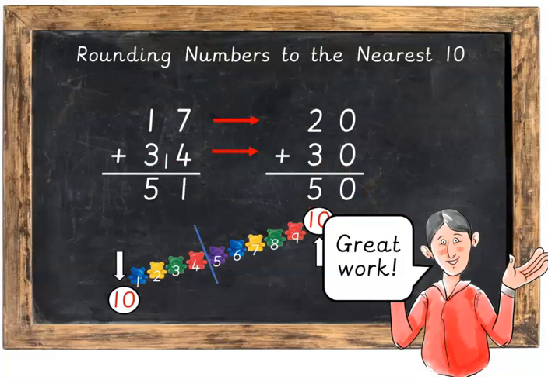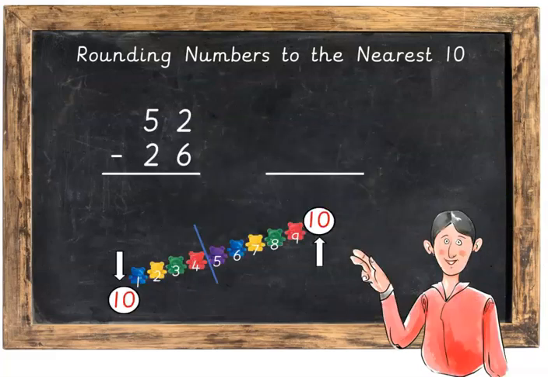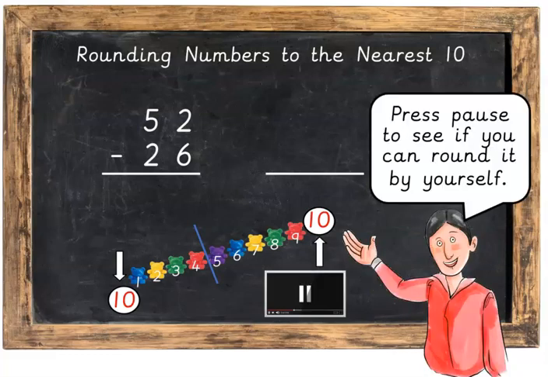Great work. Let's do a takeaway sum now to see how that works. So here we've got 52 take away 26. Now, how would we round that? Press pause to see if you can round it by yourself and then unpause afterwards.